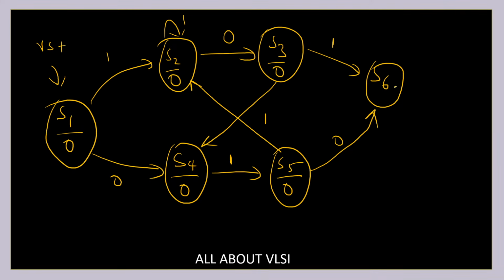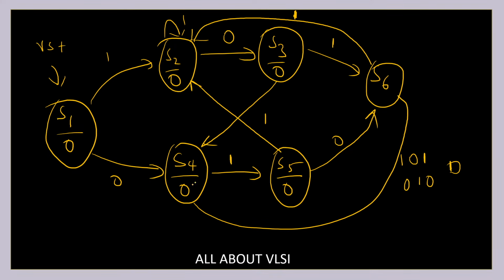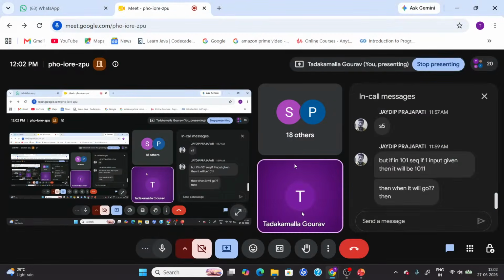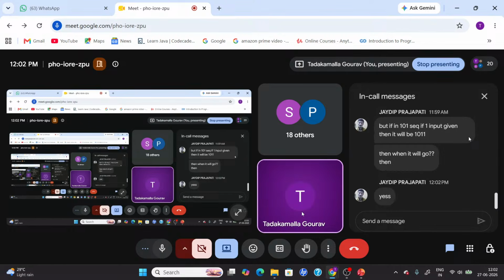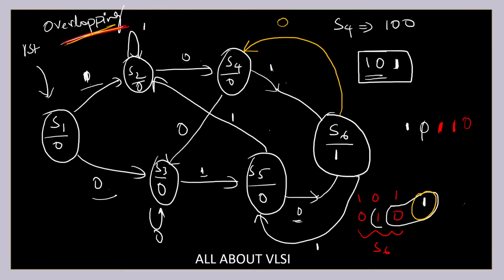Now, if I'm going to get 1, 0, 1 followed by 0, 1, 0 followed by 1, I'm simply going to S2. And if I got 0, I'm simply going to S1. Yes, that will work. Is it clear, Jaideep? Thanks for pointing it out. Okay. So you have a valid reason over here.